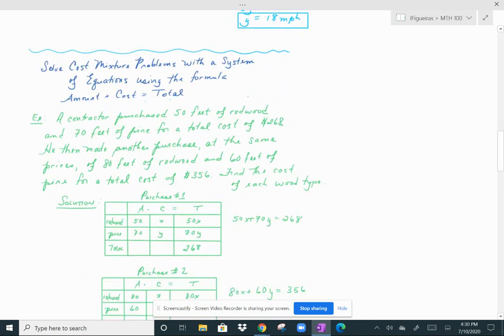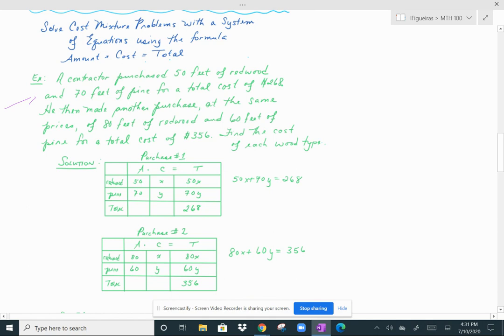It's about different types of wood. So it says a contractor purchased 50 feet of redwood and 70 feet of pine for a total cost of $268. He then made another purchase at the same prices of 80 feet of redwood and 60 feet of pine for a total cost of $356. All right, so let's talk about the first purchase.